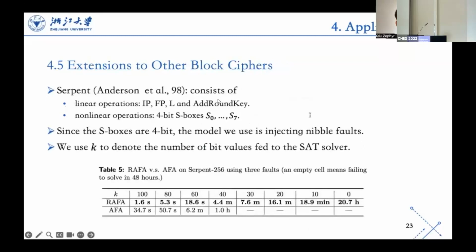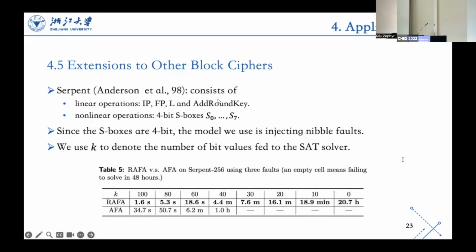Finally, to prove that RFA is indeed a general method on block ciphers, we have conducted experiments on two other famous block ciphers. The first one is Serpent, which was proposed by Anderson et al. Serpent consists of 4 linear operations and 6 4-bit S-boxes. Since the S-boxes are 4-bit, we will inject nibble faults to maintain consistency with the previous experiments. Here, we use K to denote the number of bit values fed to the SAT solvers. As one can see, RFA again demonstrates tremendous speedup over AFA, and it could retrieve the 256-bit key in 21 hours using only 3 unknown faults.